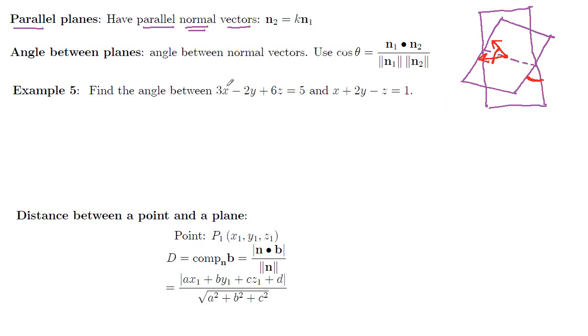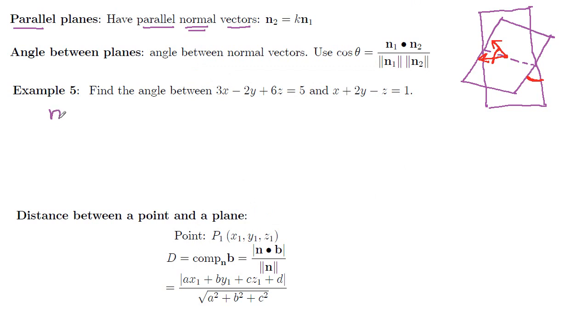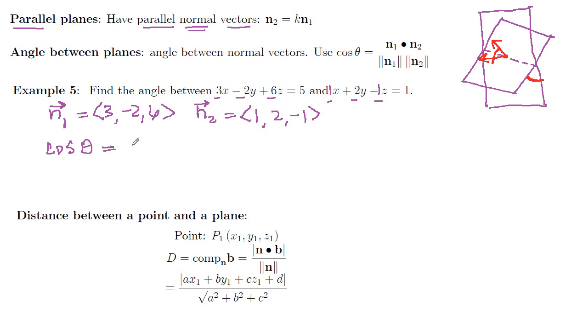So let's find the angle between 3x minus 2y plus 6z equals 5 and x plus 2y minus z equals 1. Let's go ahead and list our normal vectors. The first normal vector, we can read it off here: 3, negative 2, 6. And the second normal vector, we can read off here: 1, 2, and negative 1. Then the cosine of the angle between those vectors is going to be the dot product of 3, negative 2, 6 with 1, 2, negative 1, divided by the product of their lengths.